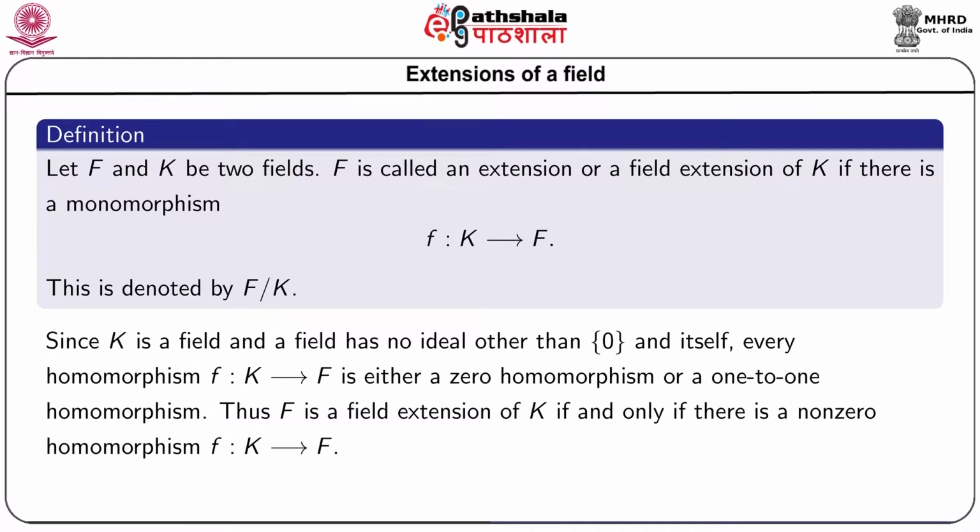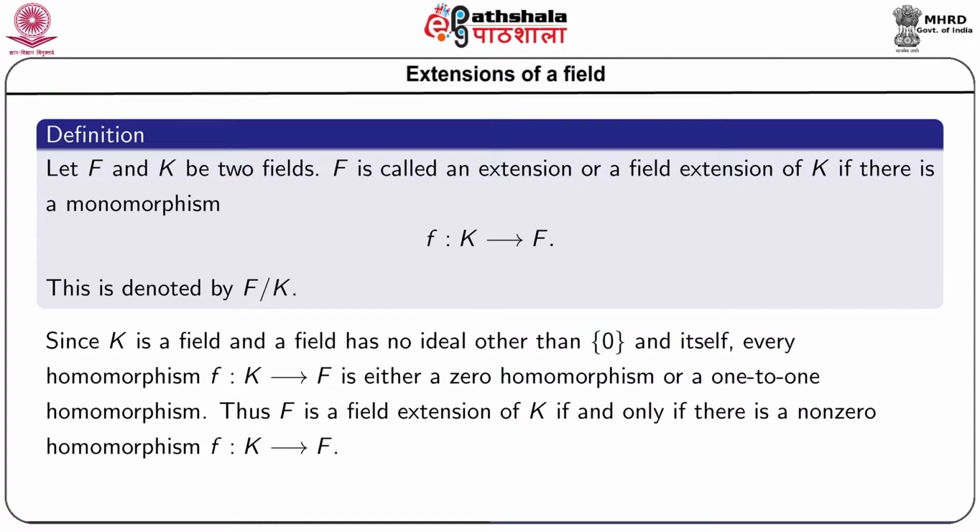Thus, we define extension of fields or field extensions as follows. Let F and K be two fields. F is called an extension or a field extension of K if there is a monomorphism f from K to F. This is denoted by F over K. Here we have a simple characterization of the monomorphisms f from K to F.